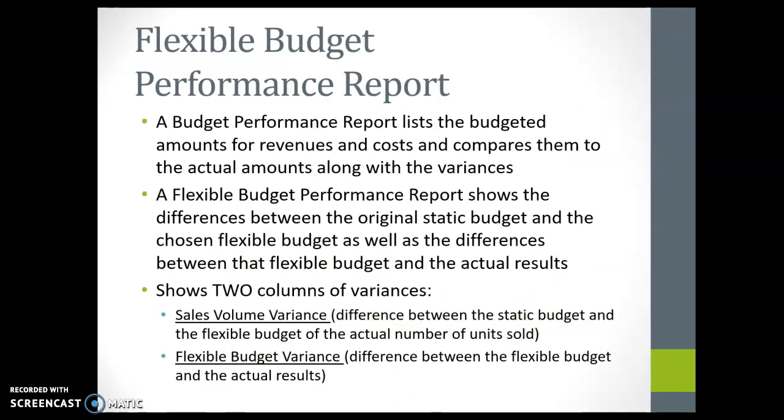The flexible budget performance report lists the budget amounts for revenues and costs, compares them to the actual amounts, along with the variance, which is the difference between the actual and the budgeted amounts. And so it will also show 2 columns of variances, the sales volume variance, which is the difference between the static budget and the flexible budget of the actual number of units sold. Okay, and so we're less concerned about that.